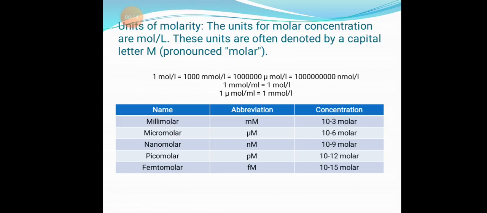Units of molarity: the units for molar concentration are moles per liter. These units are often denoted by a capital letter M, pronounced as molar. 1 mole per L is equal to 1000 millimoles per L, and so on for micromoles per L. Name, abbreviation, concentration: millimolar, small m capital M, 10 power of minus 3 molar. Micromolar, micro capital M, 10 power of minus 6 molar. Nanomolar, small n capital M, 10 power of minus 9 molar. Picomolar, small p capital M, 10 power of minus 12 molar. Femtomolar, small f capital M, 10 power of minus 15 molar.